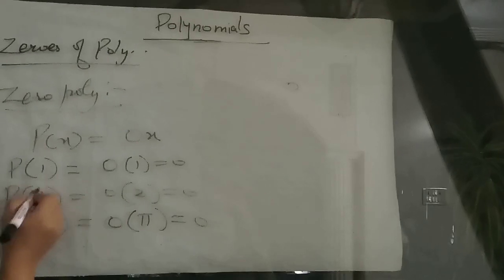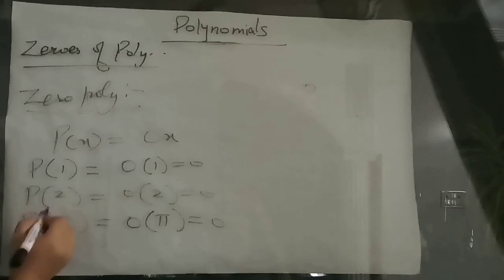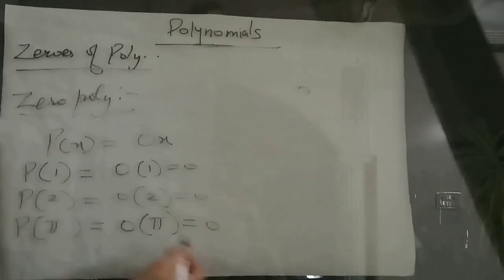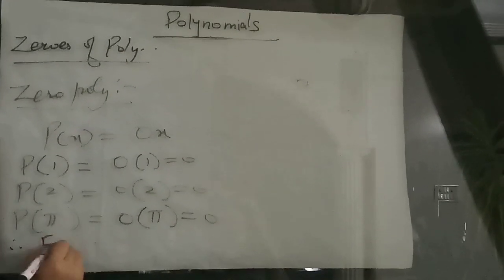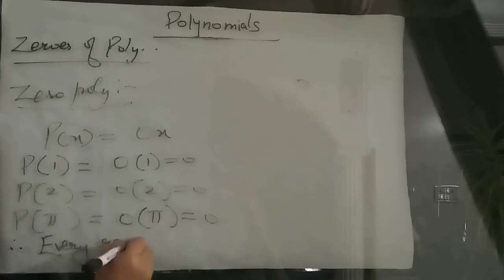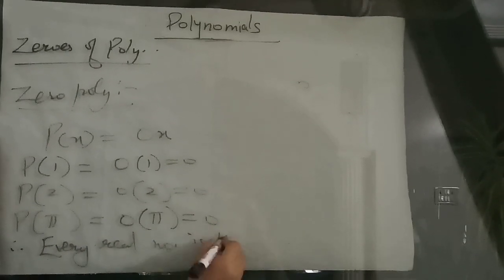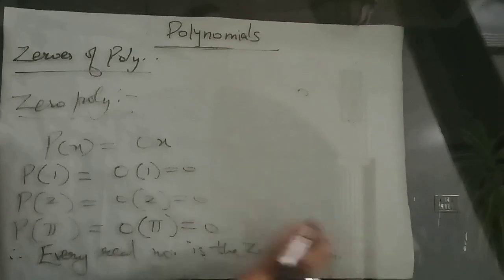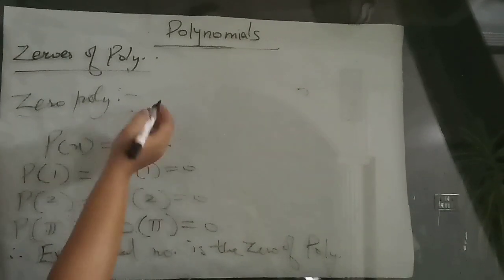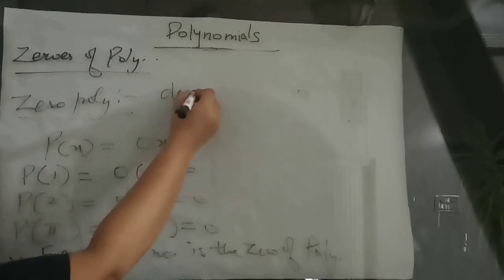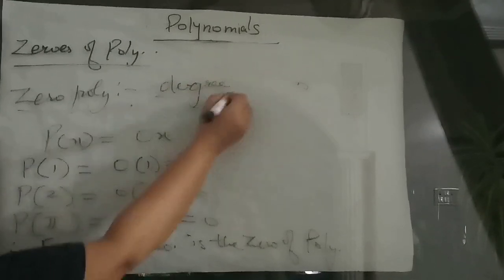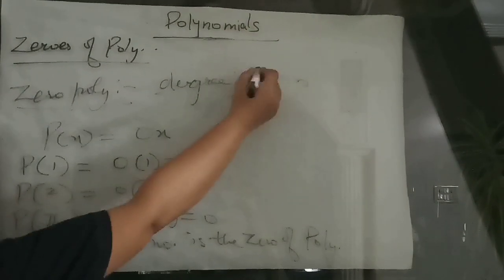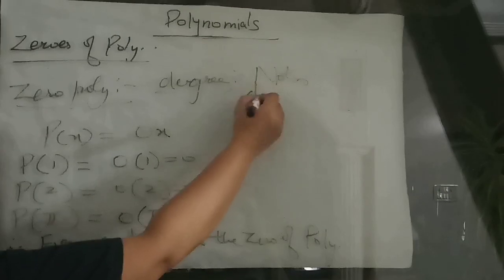So it means every real number, rational or irrational, is a 0 of the polynomial, as your answers are becoming 0. So we can say every real number is a 0 of the 0 polynomial. Now what about the degree of the 0 polynomial? Let us discuss its degree also. Its degree is not defined.